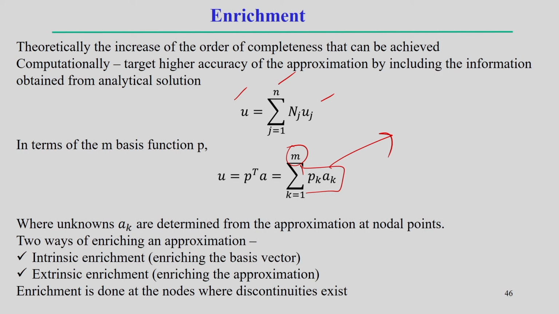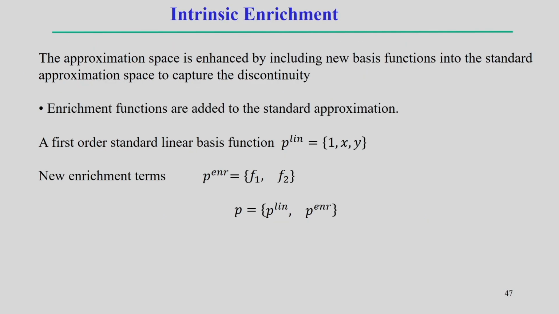There are two ways of enriching this approximation: one is the intrinsic enrichment, that is enriching the basis vector, and the other is the extrinsic enrichment, that is enriching the approximation. So, two different ways the approximation can be done. Enrichment is done at the node points where the discontinuities exist. In that way, the approximation space is enhanced by including new basis functions into the standard approximation space to capture the discontinuity. Enrichment functions are added to the standard approximation.